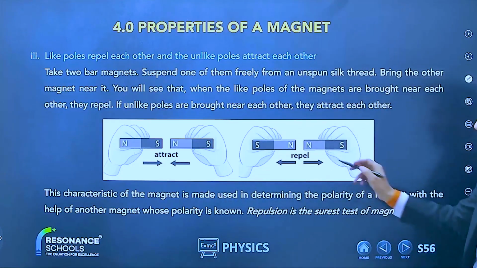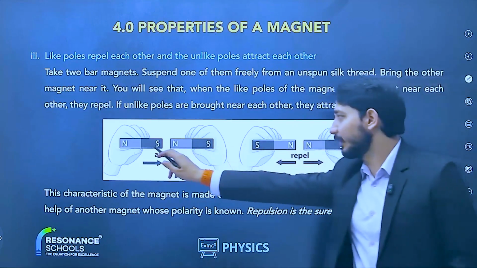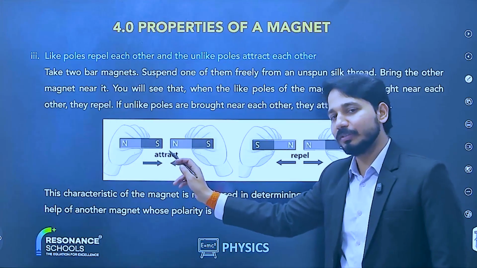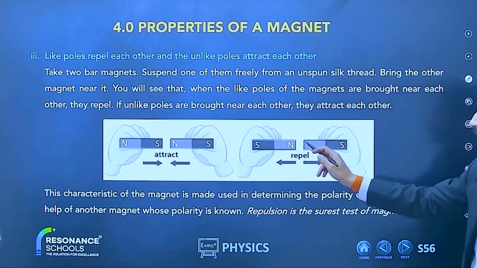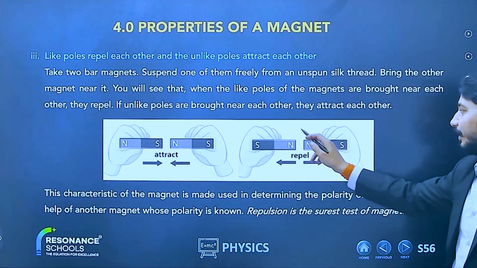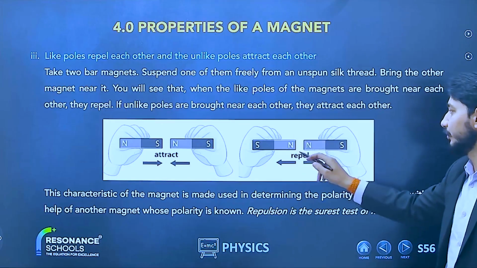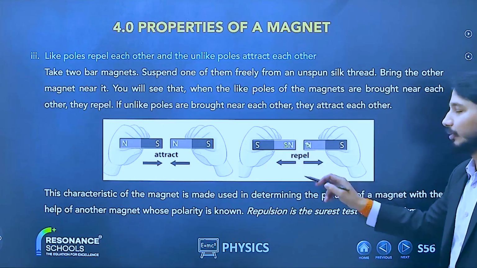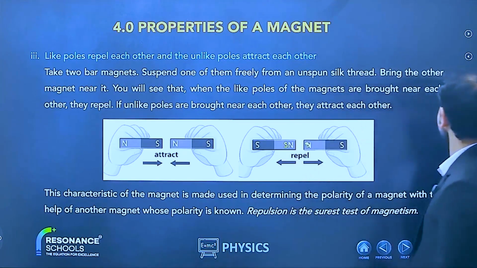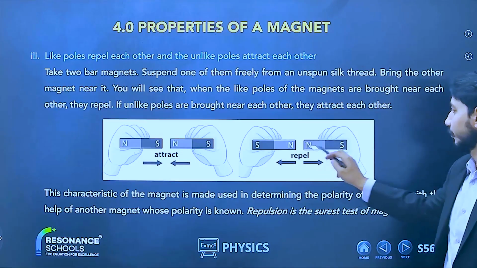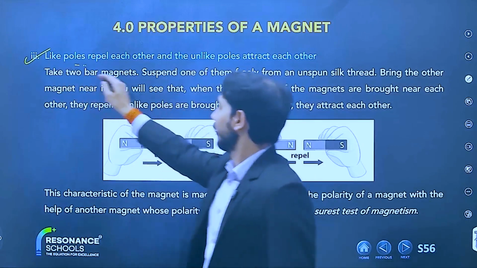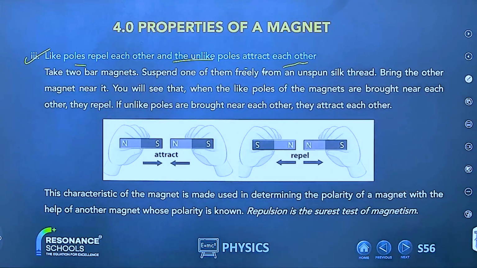Understood? Suppose here you can see south and north, opposite poles are attracting. But north and north, same poles, are repelling. Similarly, if here is south and here is also south, then also they will repel, right? Write this also, this point only. Third point: like poles repel each other, unlike poles attract each other.